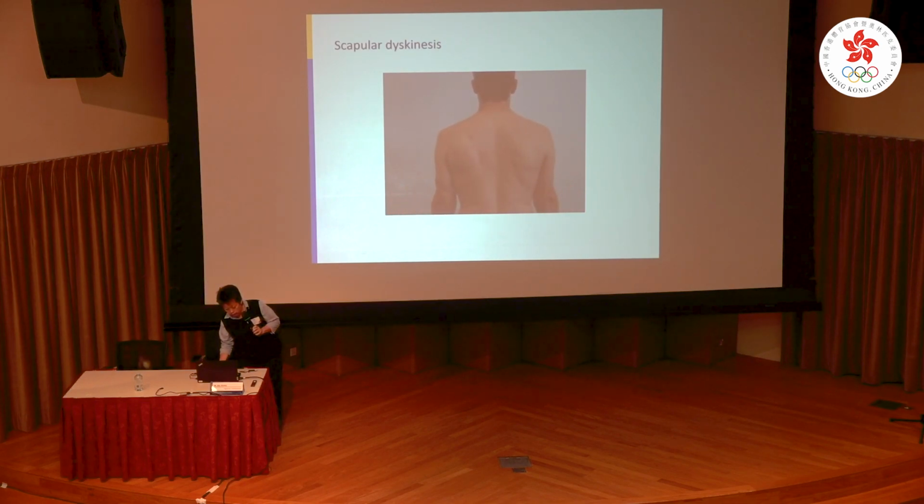Let's look at that again. Okay, so the right side, you can see that the shoulder blade is moving upwards as you abduct the arm. Whereas if we look at the left side, when the arm brings up, not much rotation, and during the eccentric phase, when it comes down, the shoulder blade lost control completely.